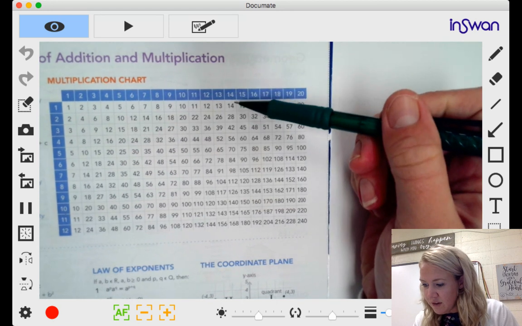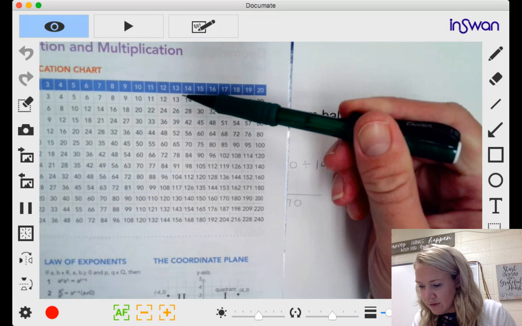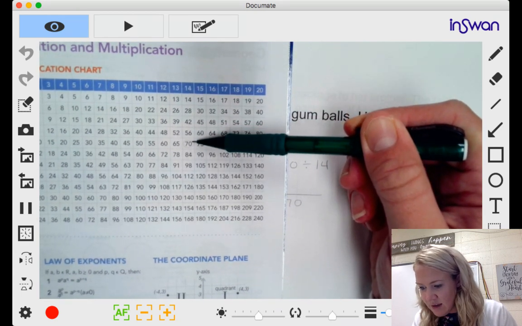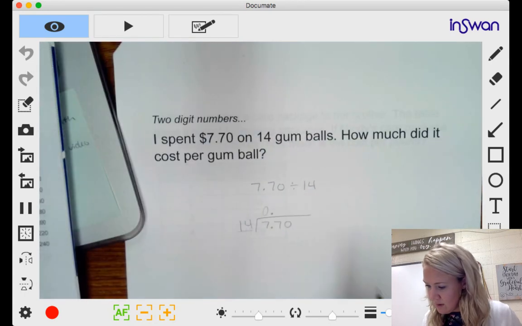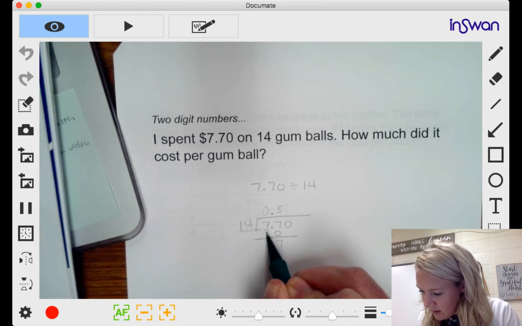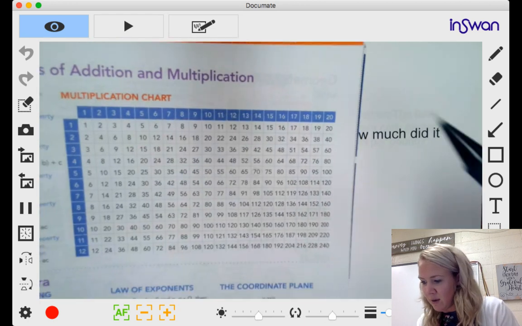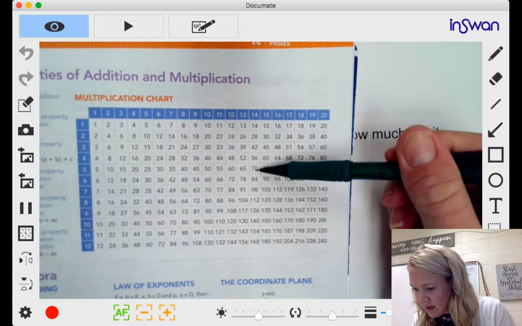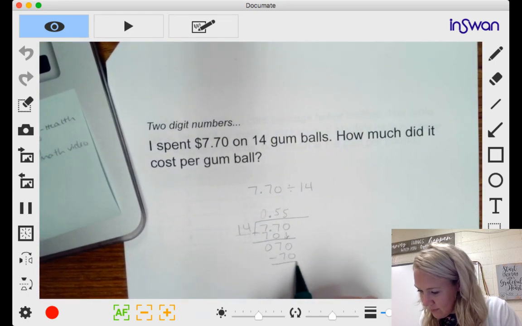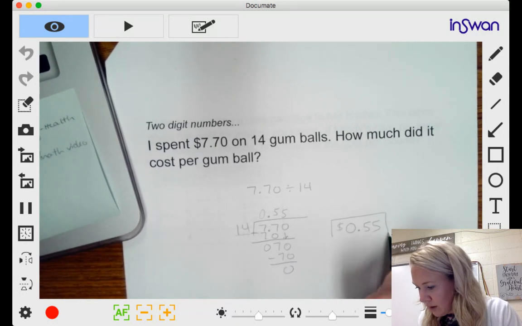Go down your 14 lane. It looks like 14 will not go into 7. We know that's too small. So we're seeing how close we can get to 77. So it looks like I can get to 70, and that's 5 times. So I can get 5. So 7. Okay, so I only have 7 left. I need to bring down another one. I have 70 remaining, which we actually just did. So 14, 70 works out nicely. So it looks like it's costing 55 cents per gumball.